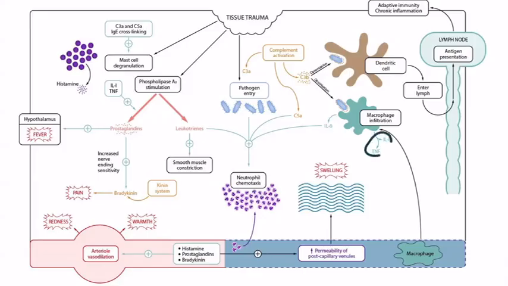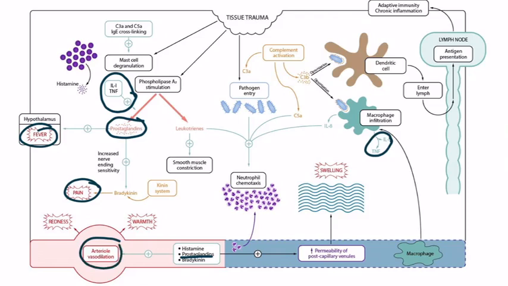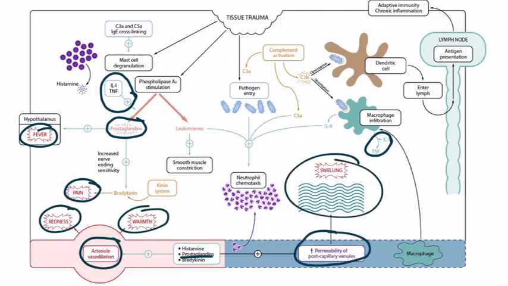So going back to this image, we see IL-1 and TNF. They upregulate prostaglandin production, leading to pain, fever, and down here we can see that prostaglandins cause arterial vasodilation, causing redness and warmth, and they can also increase permeability of the postcapillary venules, leading to swelling. And that concludes this section.